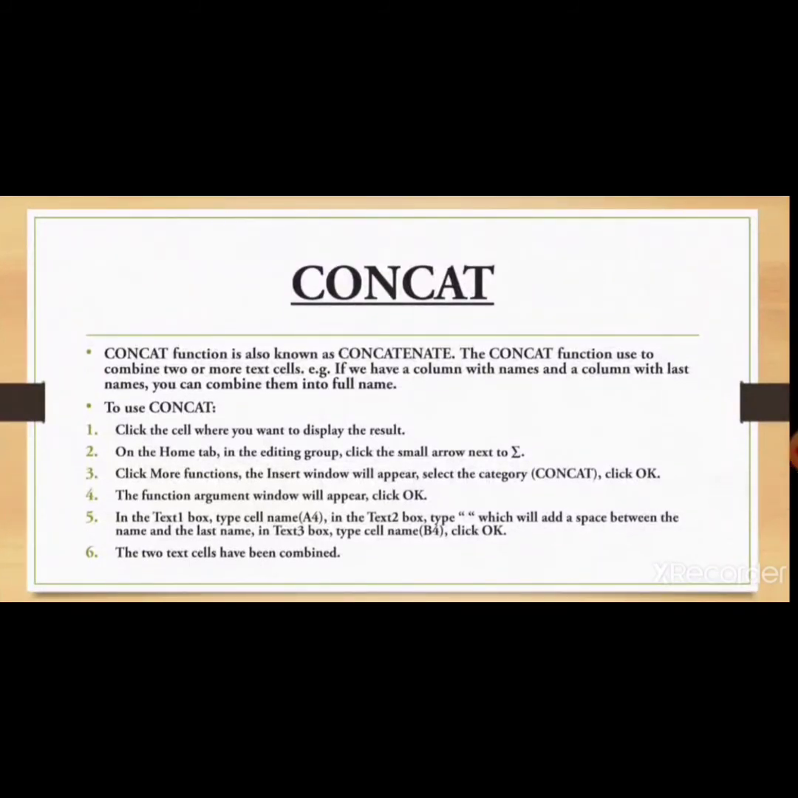Step number 5. In the text 1 box, type a cell name like A4. In the text 2 box, just type inverted commas with a space in between, which will add a space between the first name and the last name. In text box 3, type any cell name like B4. After typing the cell names, just click OK. Step number 6. The two text cells have been combined.